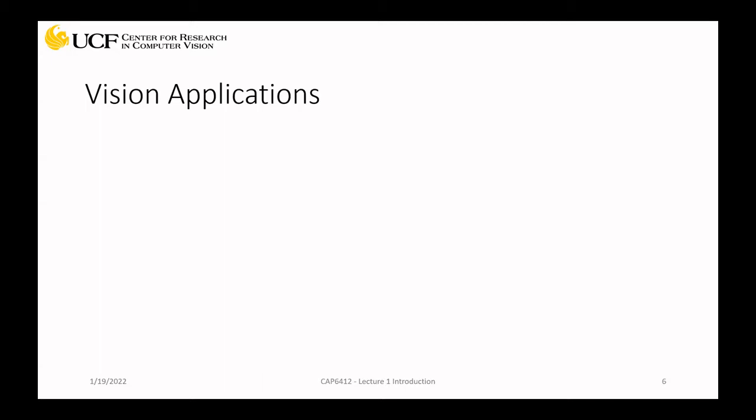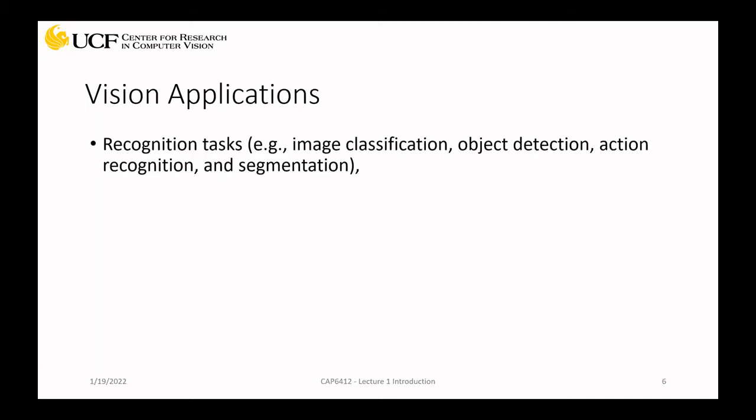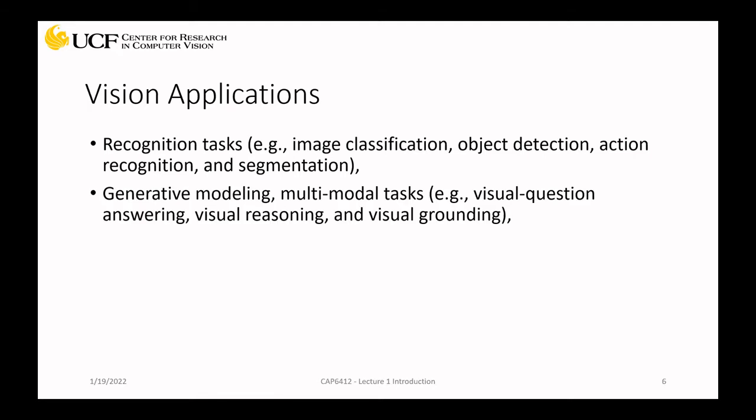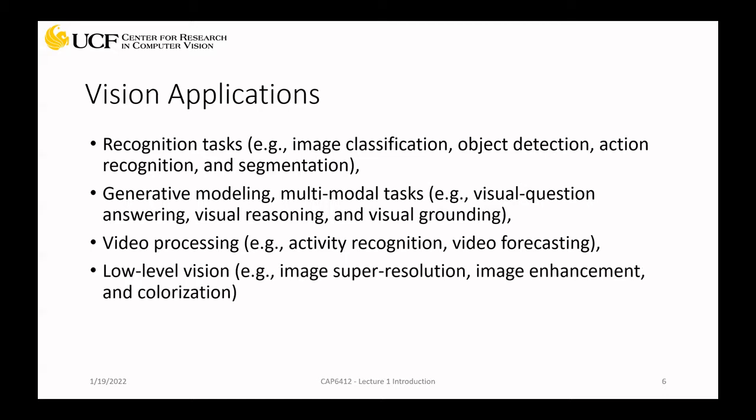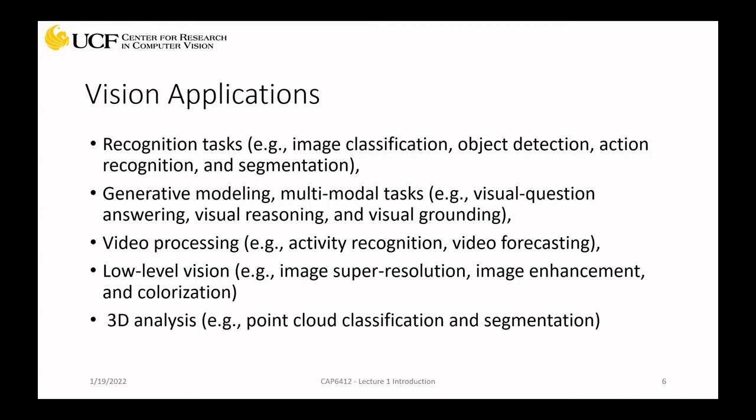So transformer has been used for recognition tasks like image classification, object detection, action recognition, segmentation. We're going to discuss more in detail. It can be used for generative modeling, for multimodal tasks like visual question answering, visual reasoning, visual grounding, and it can be used for video processing, activity recognition, video forecasting, and low-level vision like super resolution, image enhancement, colorization, and also 3D analysis, the point cloud, like LiDAR data, object detection, tracking, and segmentation.